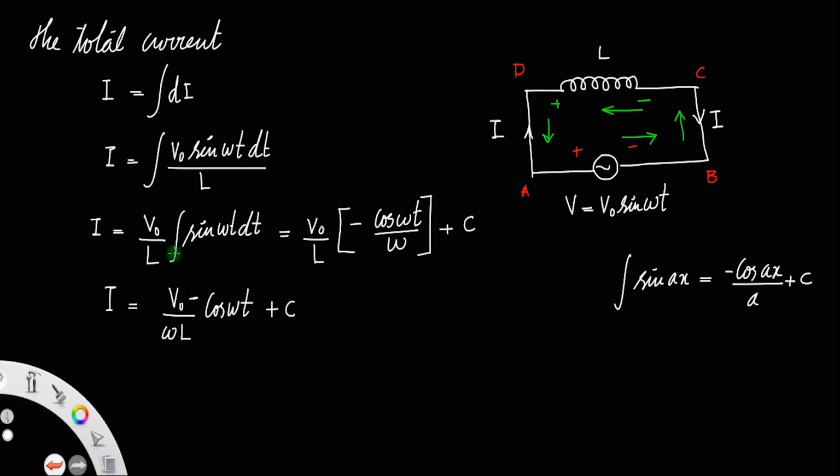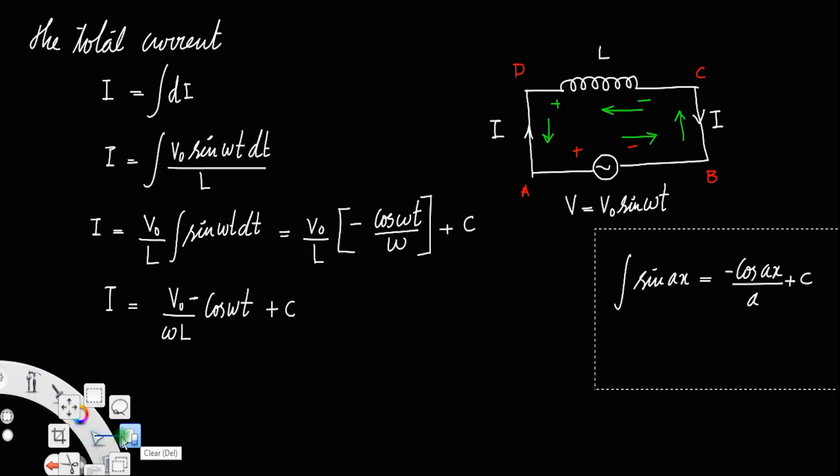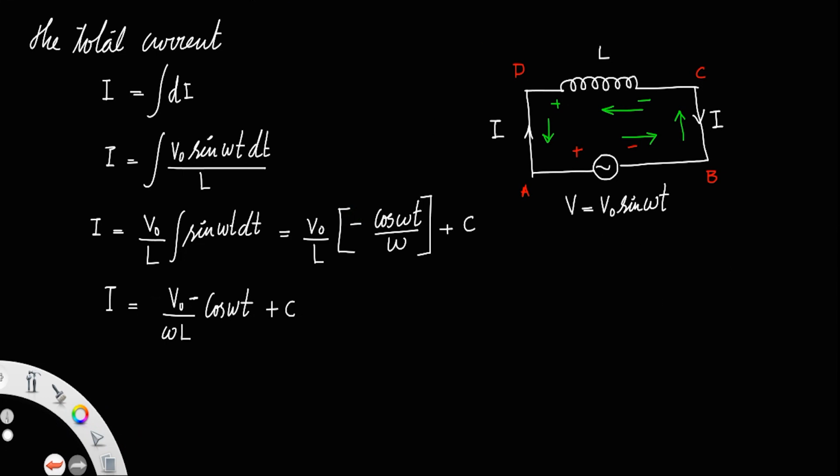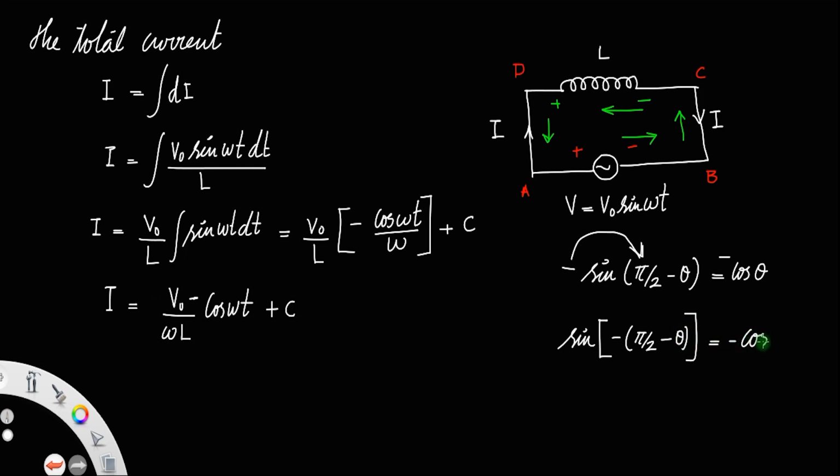Okay. Now, how can we rewrite this minus cos theta term in terms of sine? We know sine of 90 minus theta is equal to cos theta. If you multiply negative to both the sides, and this negative goes inside of the sine, because sine is an odd function, you can write minus sine of (pi by 2 minus theta) equal to minus cos theta.